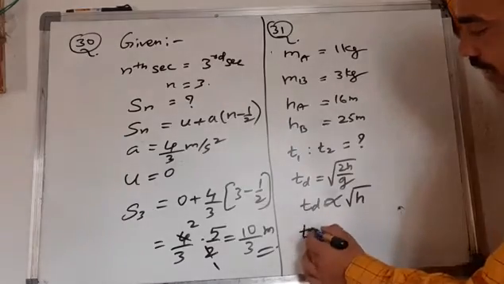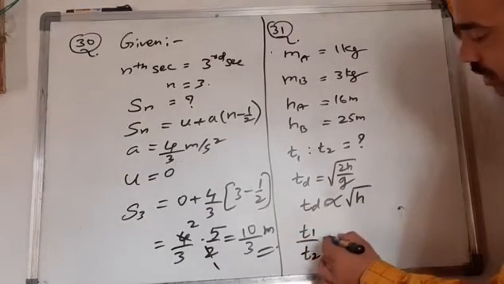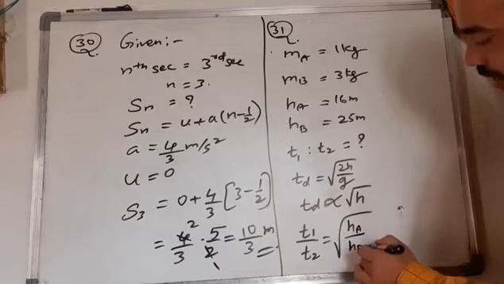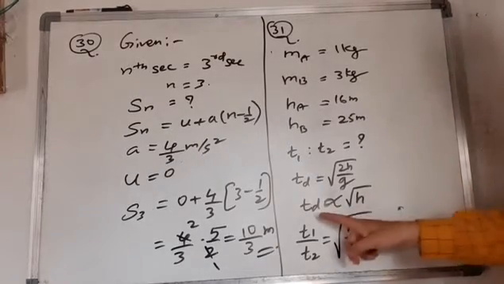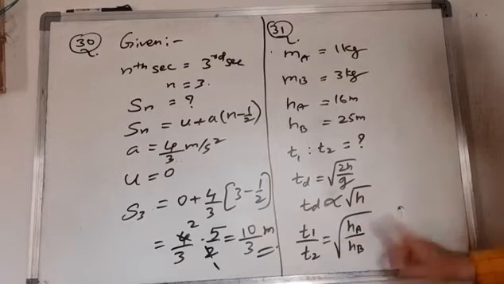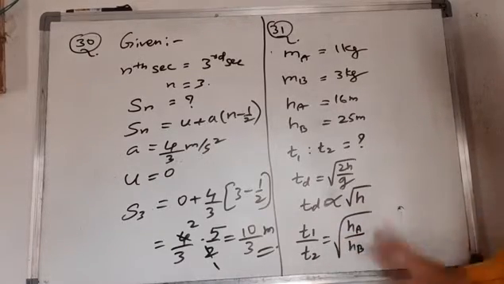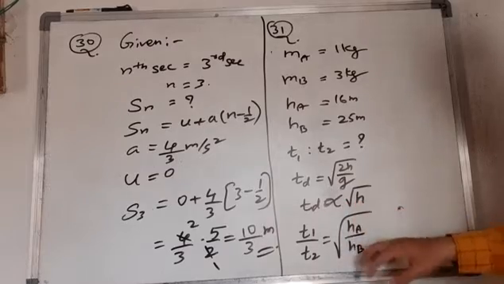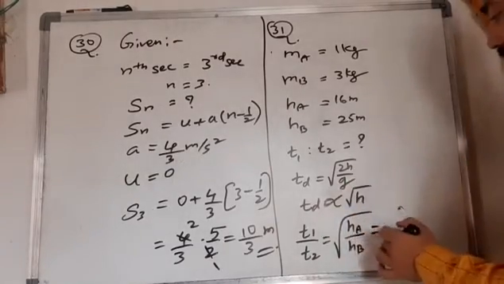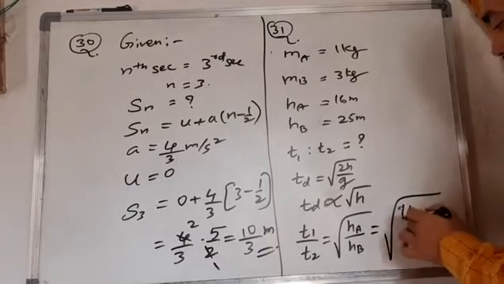So we can write it like this: T1 by T2 is equal to square root of HA by HB. Okay. It is directly proportional, so that's why we got T1 by T2 as A by B, same to same, right? Because it is directly proportional. If it is inversely proportional, this will be reversed. Right. So now this is equal to under root of 16 by 25.